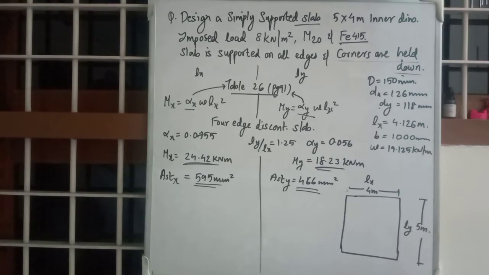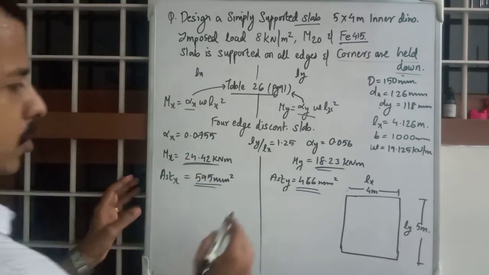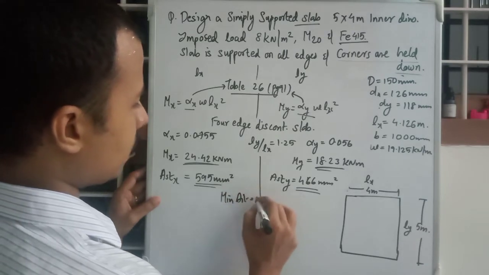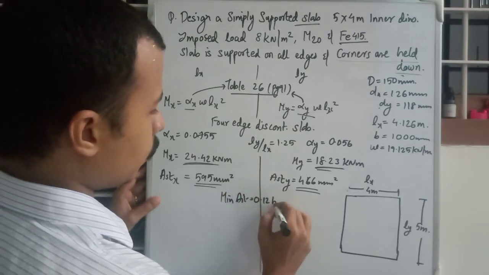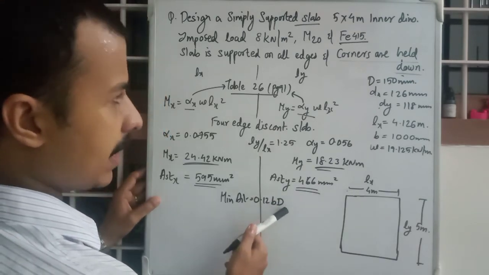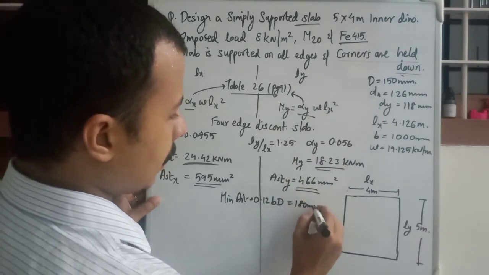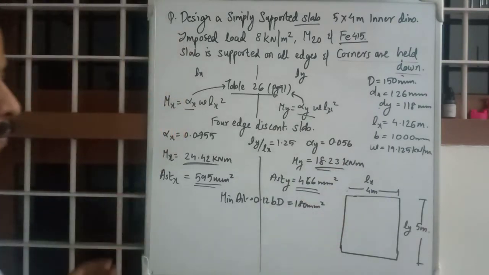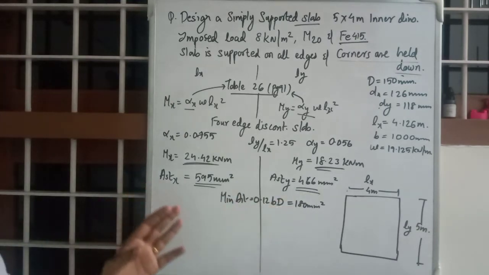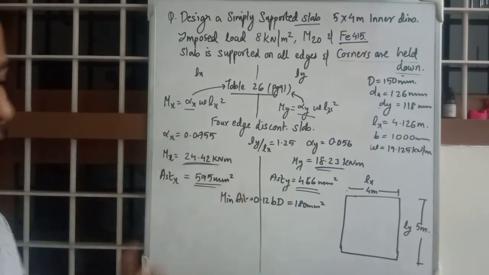Okay, so the next step is check for minimum reinforcement. Minimum AST is equal to 0.12 B into D. B is 1000 and D is 150. You will get it as 180 mm square. Okay, so we will check with these two values. Obviously these values are safe over the minimum value.